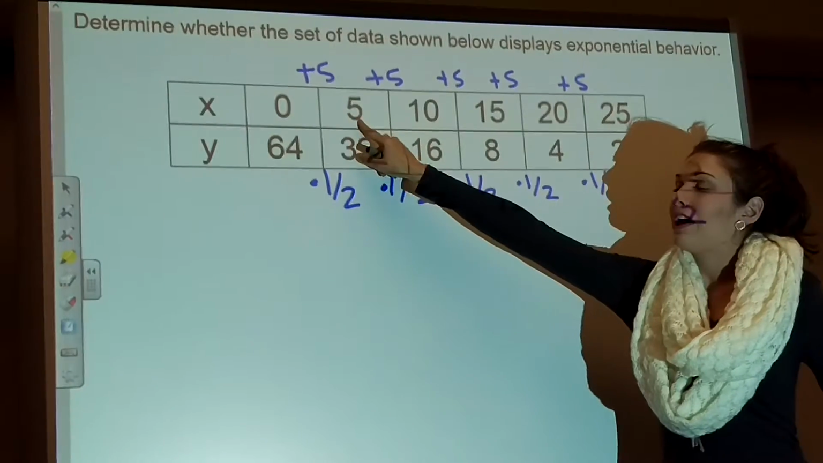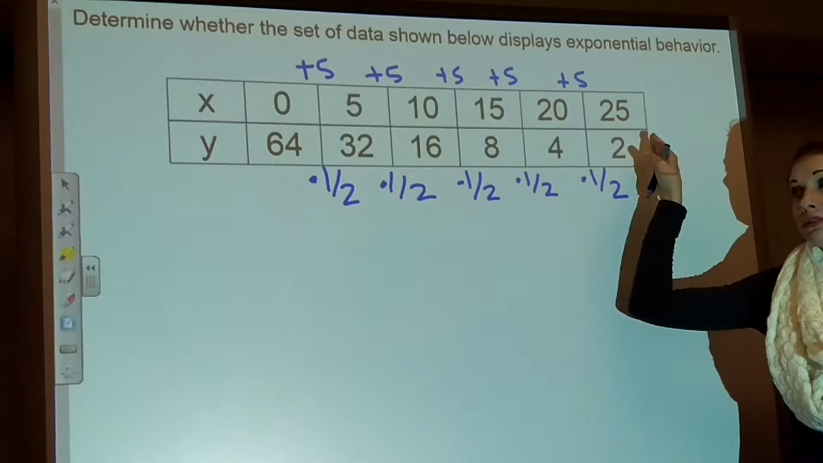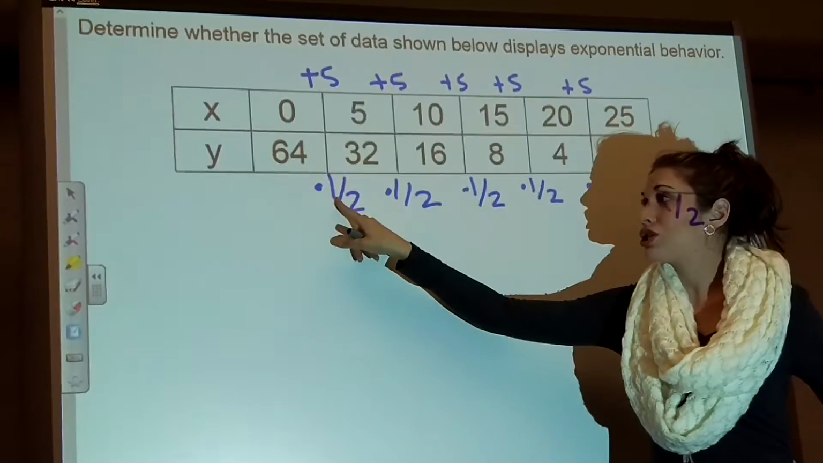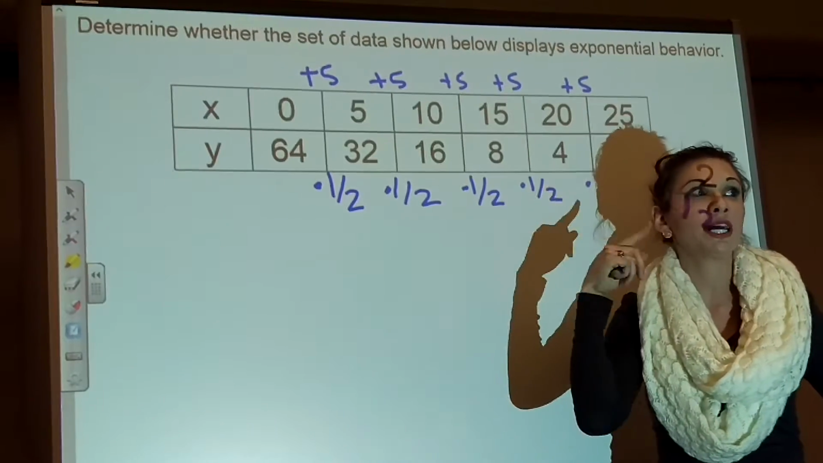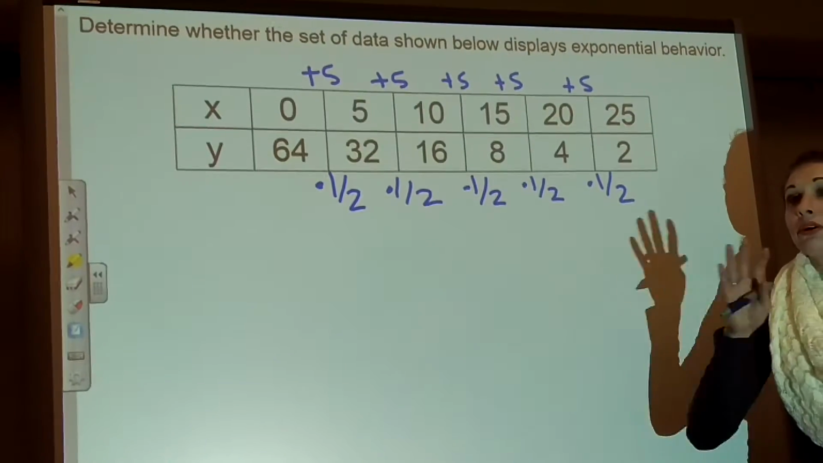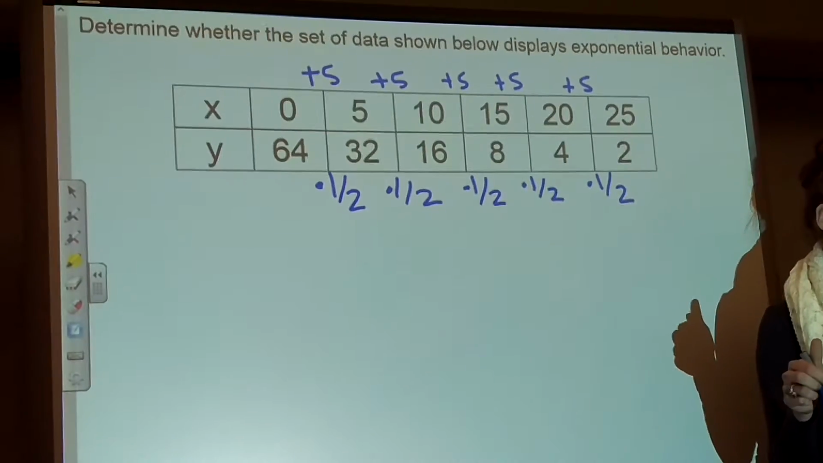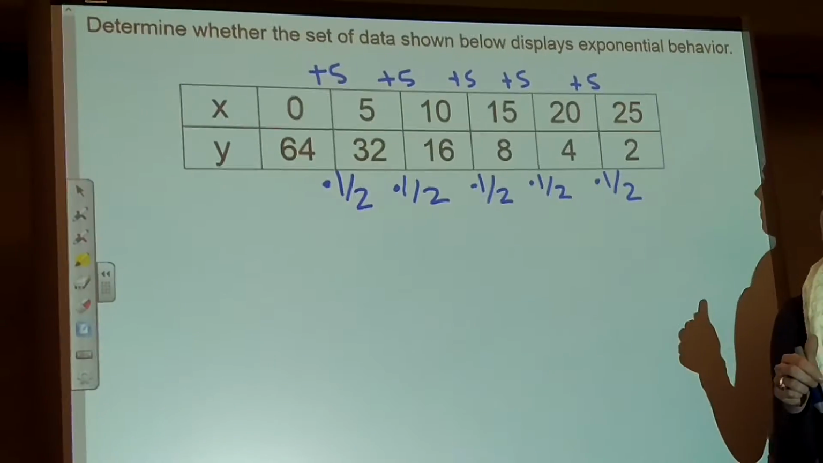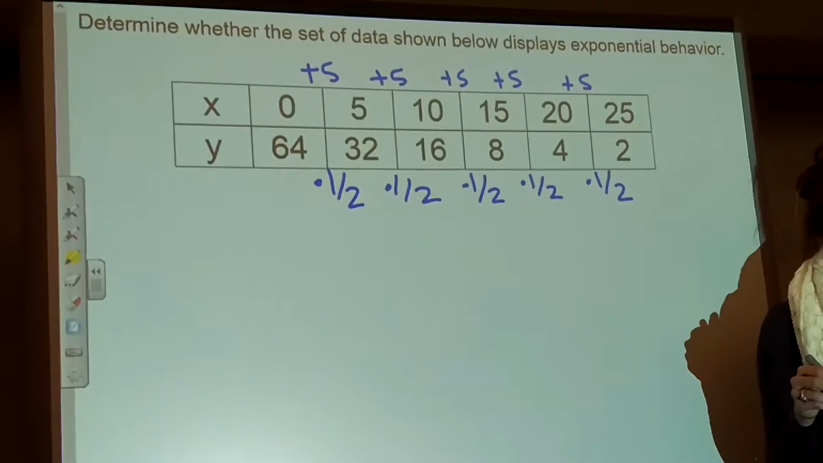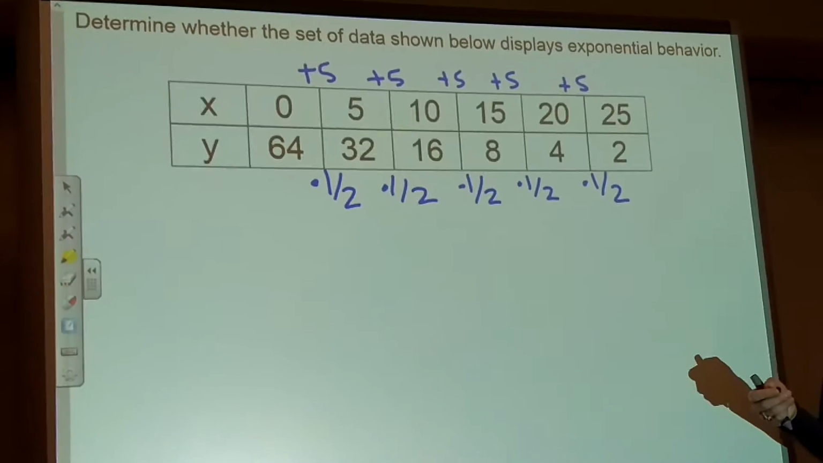So to get from 0 to 5, we added 5. To get from 5 to 10, we added 5. From 10 to 15, we added 5, and so on. In order to get from 64 to 32, you had to multiply by 1/2 or divide by 2. But when we're talking about geometric sequences, we don't say that we're dividing. We always figure out what we're multiplying by. What do you multiply by to get 32? Half of 64 is what? 32. There you go. So you might as well put 1/2.